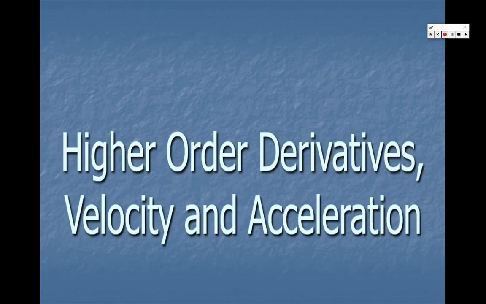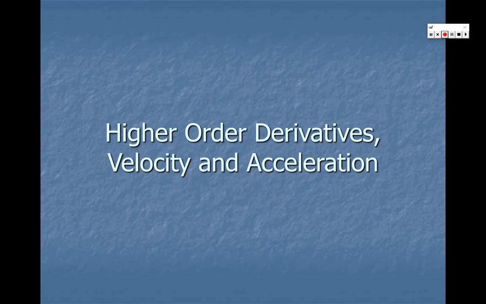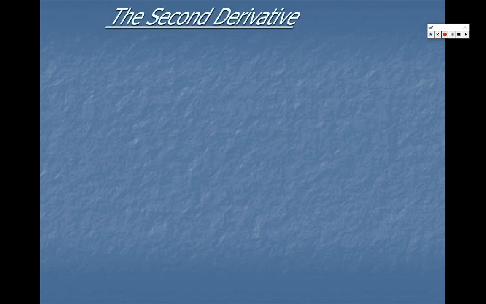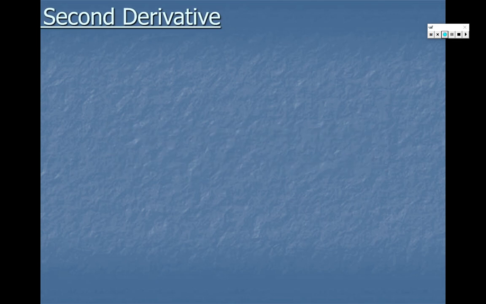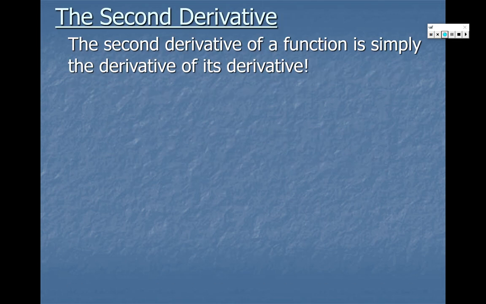So today, higher order derivatives, whatever that means, and from there, velocity and acceleration. By the end of the lesson, I'm hoping to prove that higher order derivatives means acceleration. That's what I'm really going to explain today. The second derivative of a function is simply the derivative of the derivative. Sometimes we'll take the derivative and then we'll do it again. And my job today is to say, why in the world would we do that? Acceleration is the answer.